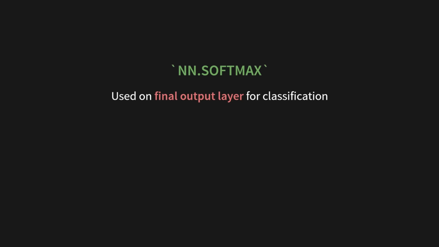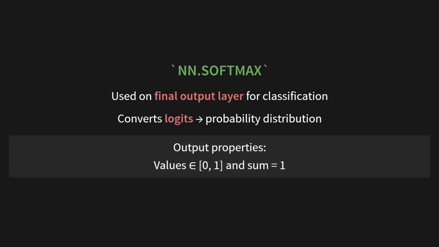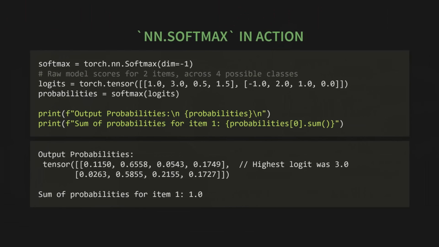nn.Softmax. This one is special. You almost always use it on the final output layer for classification problems. Its job is to convert the raw model scores, which we call logits, into a probability distribution. What does that mean? The output values will all be between 0 and 1, and they will all add up to exactly 1.